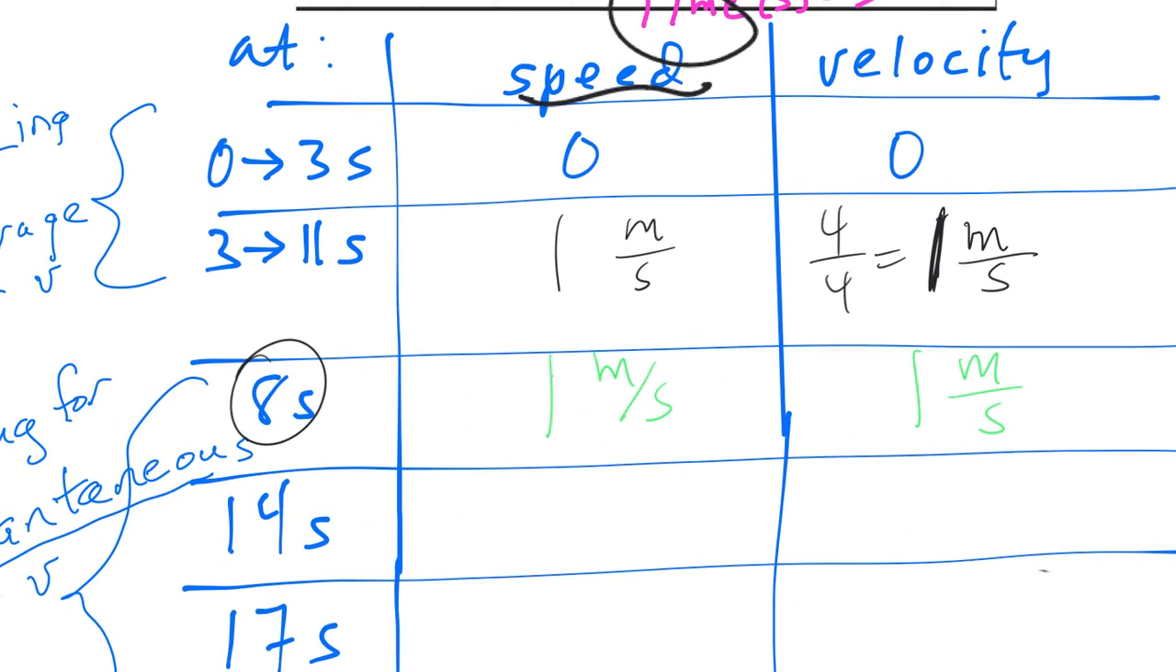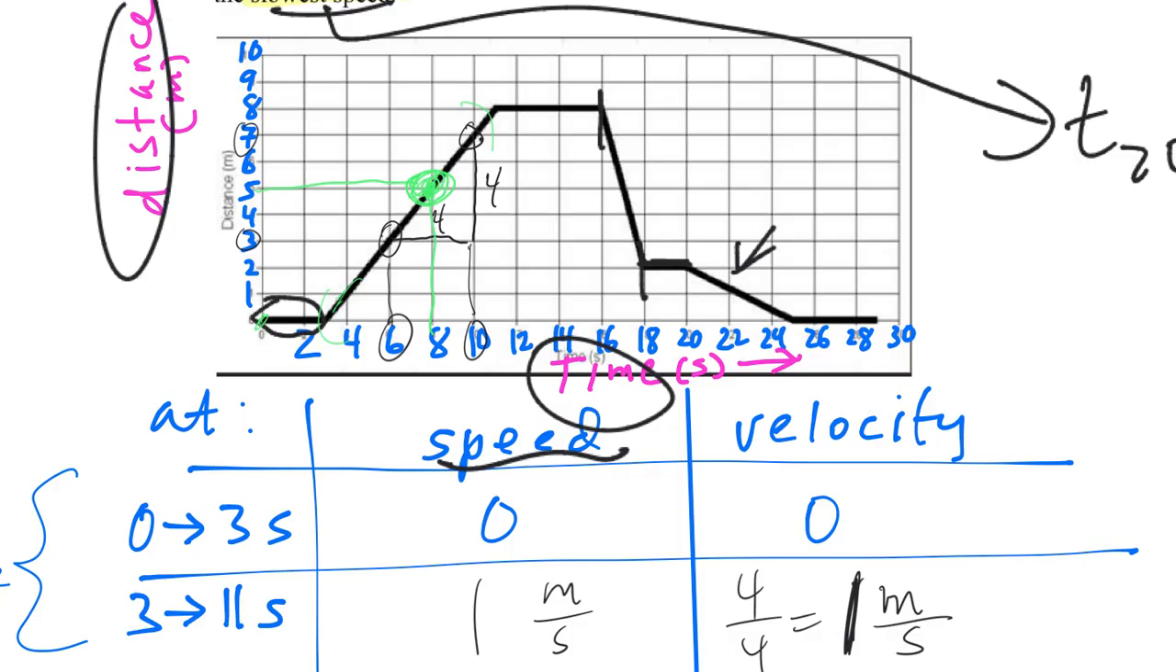Okay, at 14 seconds, well, that's easy. At 14 seconds, the instantaneous speed is the slope of the line that point is a part of. And that slope is 0.